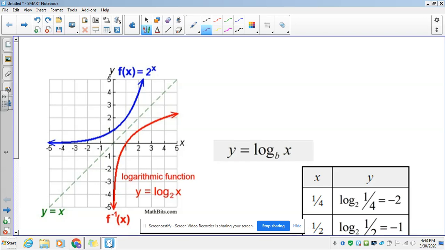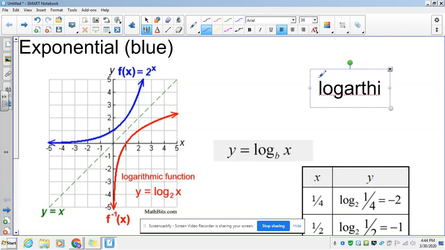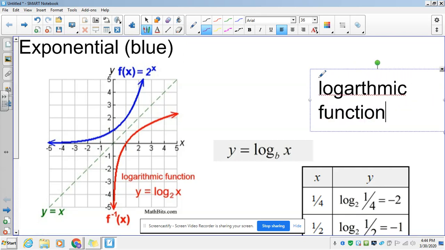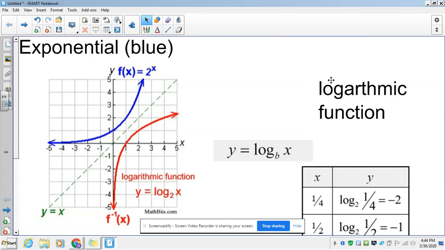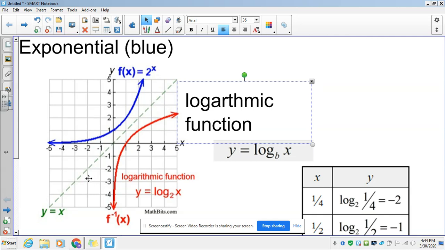So first, what I want you to do is take a look at the graph over here. So the blue is your exponential function, and the red is your logarithmic function. Okay, so the logarithmic function is considered an inverse of the exponential function. That's why they're showing you the y equals x line, because remember, all inverses reflect over that line. So all logarithmic functions are going to look like this red curve here.